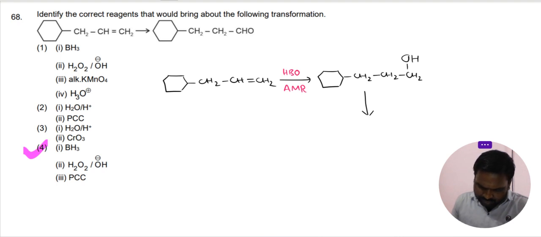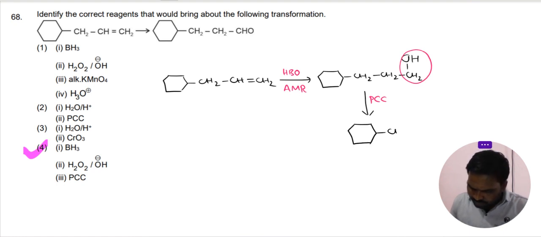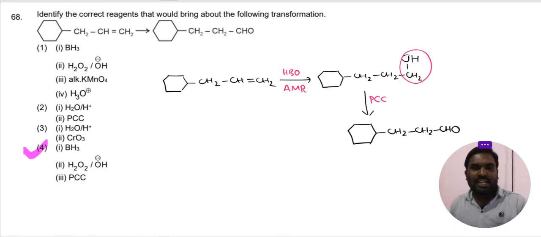And next one, PCC, pyridinium chlorochromate. This primary alcohol is oxidized to aldehyde and stops at the aldehyde, a controlled oxidizing reagent it is. Now CH2, CHO, this is the right answer. So option 4 is the right answer. Very simple conversion.